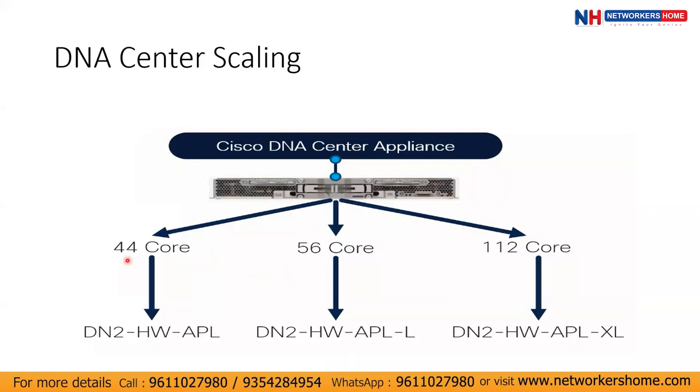So the three models are: 44 core, 56 core, and 112 core. It is based on the scaling, the number of endpoints, and how big your network is. Based on that, you can choose the DNS Center appliance. For big enterprises, most companies go with the Excel version. For medium and large companies, they go with the 56 core, and small companies generally go with 44 core. The functionality will remain the same, but the scaling factor will change, because the number of users this particular DNS Center will host is low compared to the Excel version.